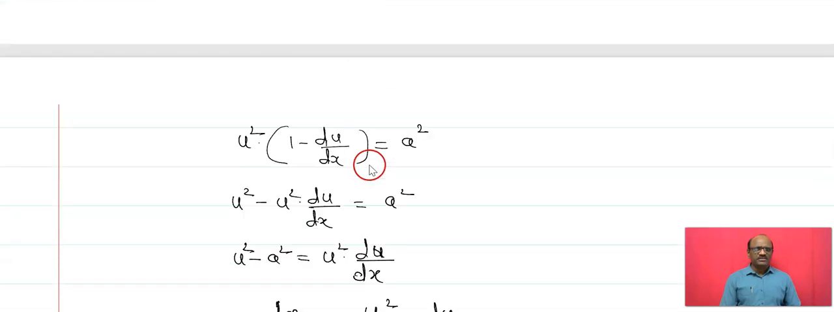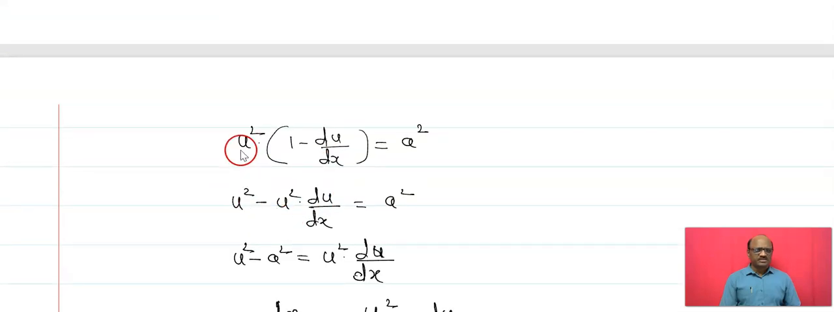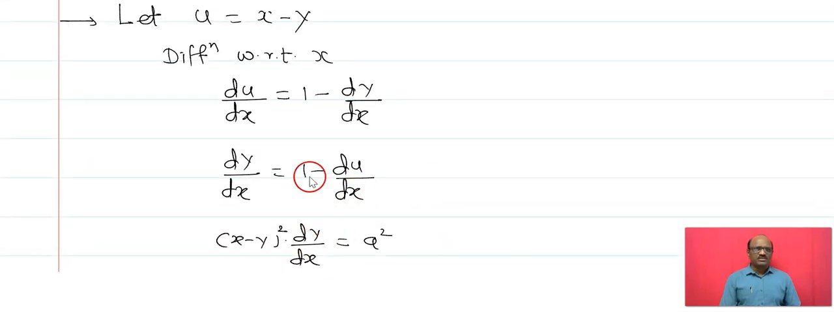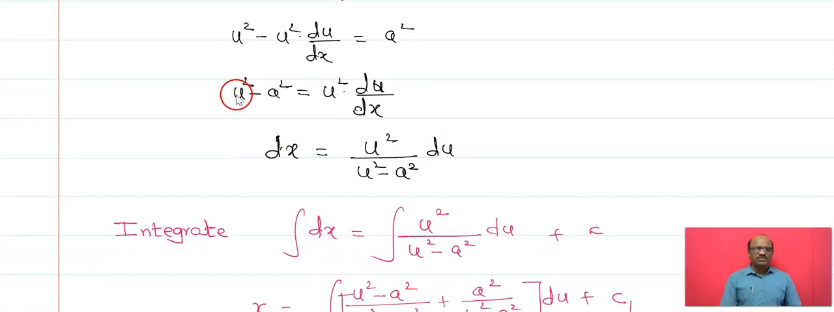Substitute it here. Then you will get, x minus y is u, and therefore it is u square. What is the value of dy by dx? 1 minus du by dx. Put here in brackets 1 minus du by dx is equal to a square. Now simplify this, 1 into u square is u square, and u square into du by dx, that is u square into du by dx is equal to a square. Therefore you will get u square minus a square is equal to u square into du by dx. Therefore dx is equal to u square upon u square minus a square into du.